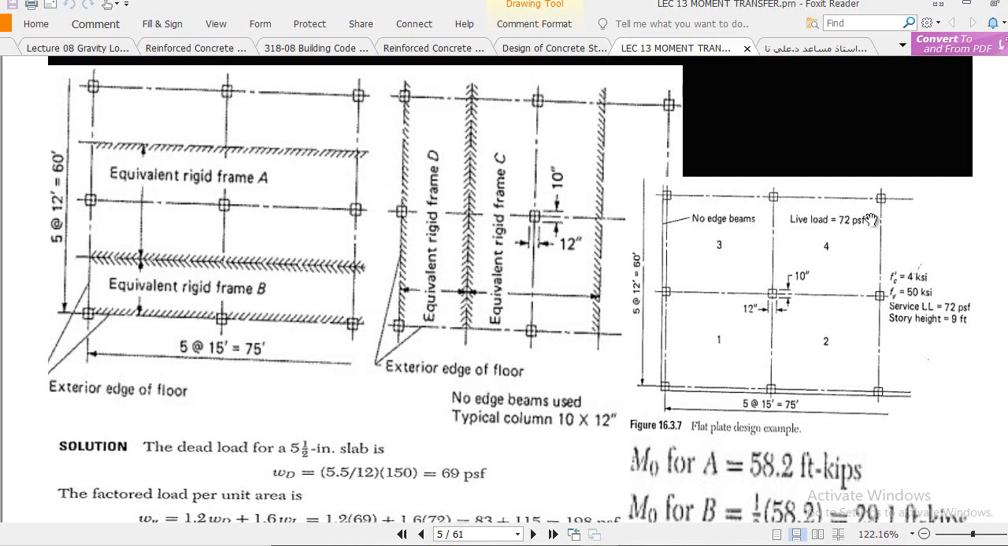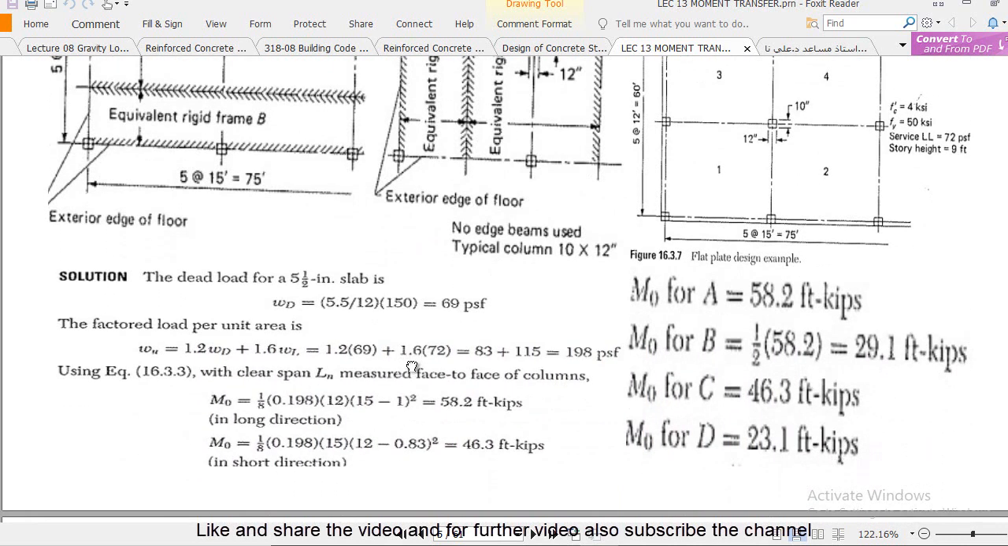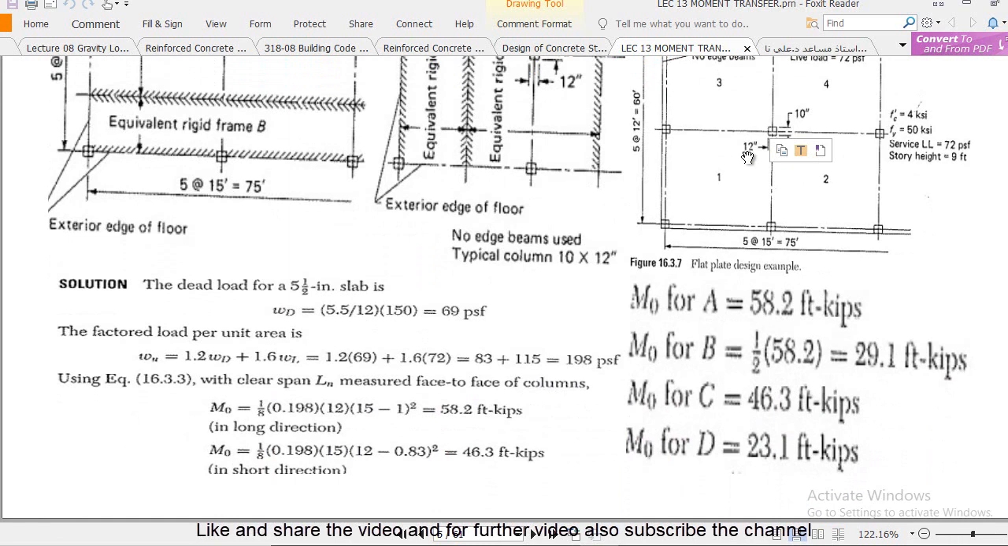Now you see here that the live load is 72 psf over this slab system, and we have no edge beam and no center beam. The fc' is this one, fy is this one, the service live load is this one, and the story height is 9 feet. We have no edge beam, and the column size is 10 by 12 inch. Now calculate the loading by the usual calculation. You already know this. The dead load is 69 psf, and the total factored load is 198 psf.